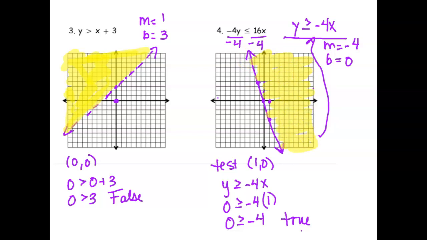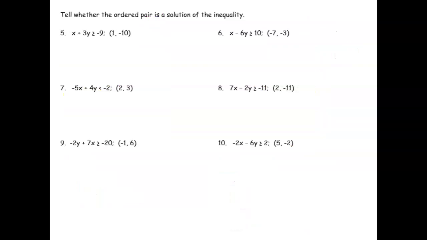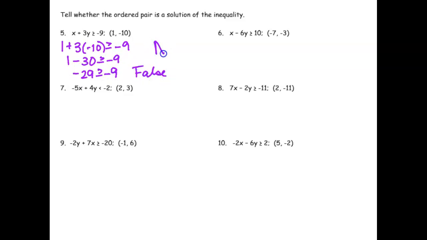Okay, all right, so now 5 through 10, all we're doing is telling whether the ordered pair is a solution of the inequality. So you're going to go in and you're going to plug these all in. Your x here is 1. Your y is -10, so 1 minus 3 times -10 is greater than or equal to -9. So 1 minus 30, 29 is greater than or equal to -9. That's actually a false statement. So this one is not. We're telling whether the ordered pair is a solution. That's a no.